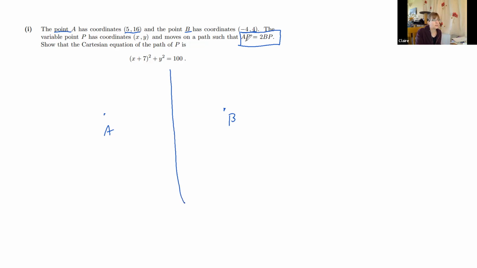But in this case, the point's moving so that the distance between A and P is always twice the distance between B and P. So it could be something like that. So the question is, what sort of shape does that make as the point goes round? So let's get rid of those and let's do some of the algebra.